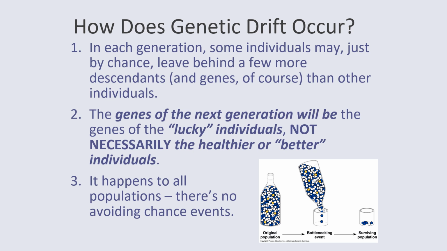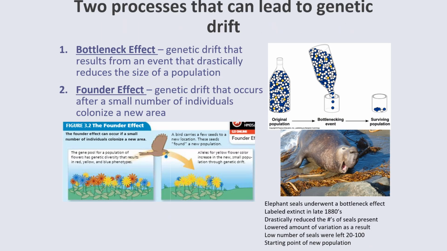Remember, not an adaptation, y'all. It happens to all populations. There's no avoiding chance events. So you can see this example with the bottleneck effect, and we're going to go over that on the next slide. So there are two processes that can lead to genetic drift.